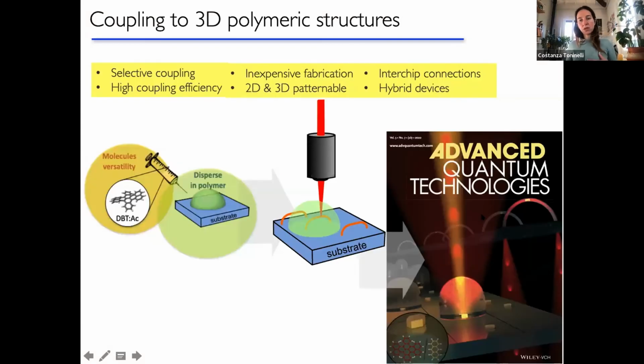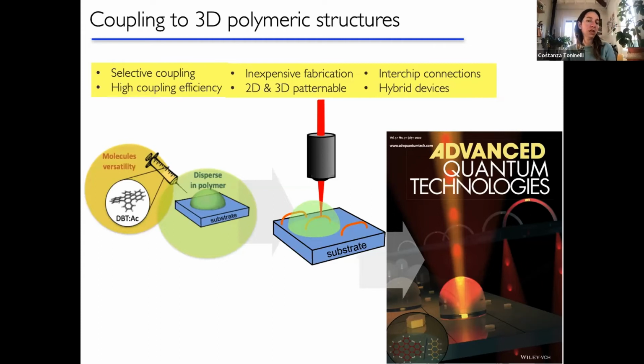This time it's not a single molecule, and we had fluorescence also here at the outcouplers. But what I like most is the idea of three-dimensional structures, and that you can achieve by means of two-photon polymerization with direct laser writing.